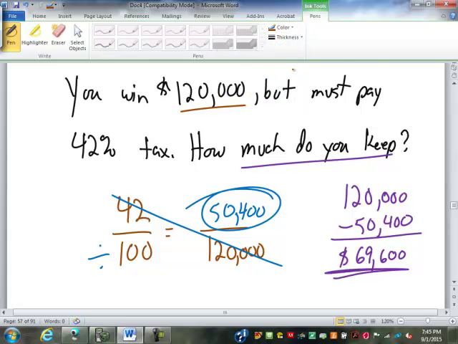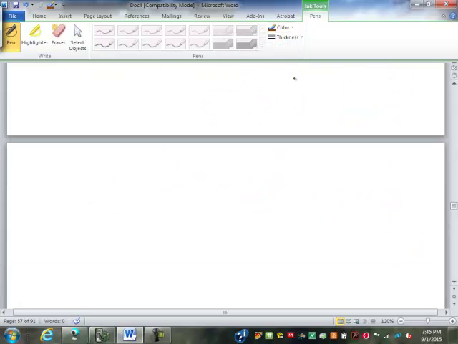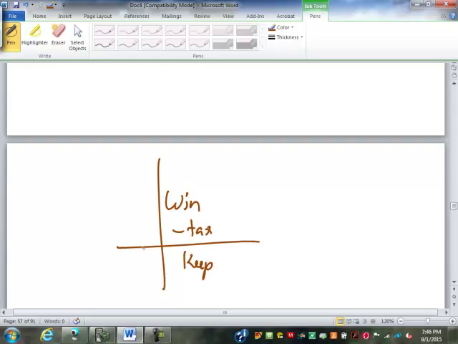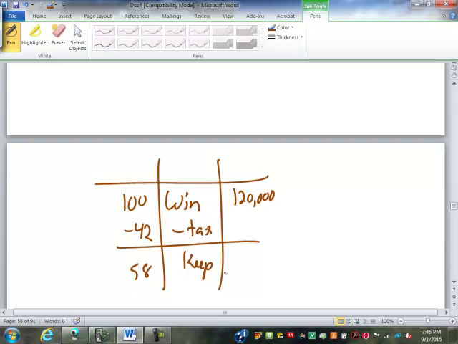You could have done it as a decrease as well. Win minus tax equals keep. Again, whatever words you want to put in there. 100% minus 42 means you keep 58 out of 120,000. And you could cross, multiply, and divide. 58% or 58 times 120,000 divided by 100 would have given you the same number.